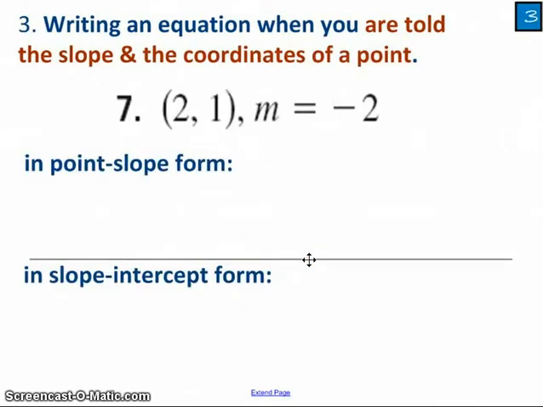Instead, I'll move on to step 3. You've got to be able to write an equation when you're told the slope and the coordinates of one point. And you've got to be able to do that, like I said before, in 2 different forms, point-slope and slope-intercept.